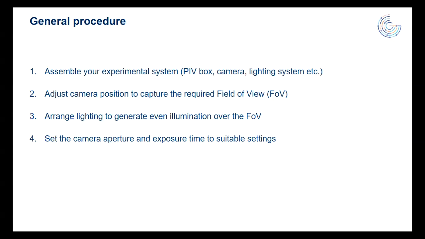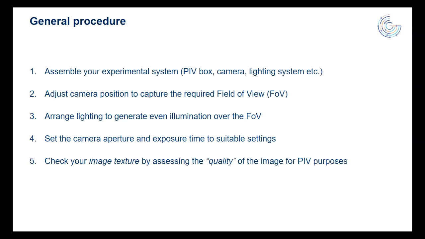Once you've got the lighting nicely, evenly illuminated, you can then set the camera aperture and exposure time to suitable settings. I'll delve into that in a bit more detail a bit later. And then this, for me, is the key step. You want to check your image texture by assessing the quality of the image for PIV purposes. There's a number of algorithms you can use for this. We've made it easy with the GeoPIV code that we've released because we calculate a lot of these measures automatically in the mesh output file.